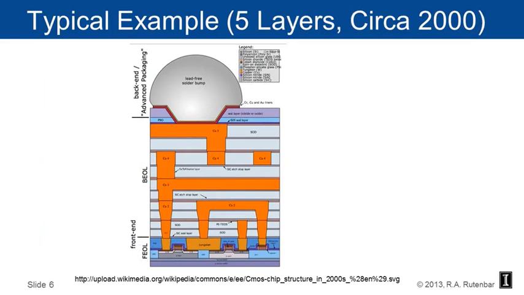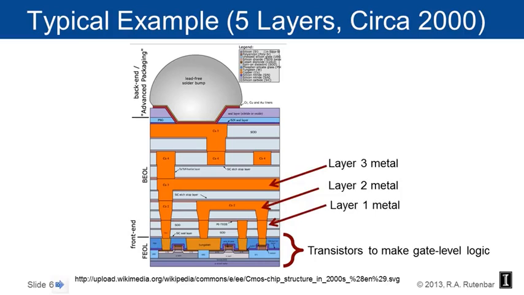So here's the same picture again, but now let's just talk about this a little more carefully with a little more labeling. So again, the stuff at the bottom, those are the transistors. That's how we make the switches that actually make up the insides of our gate level logic. And then what we have, the orange things, are levels of metal. There's a layer 1 metal down at the bottom, and then on top of that a layer 2 metal, and on top of that a layer 3 metal.